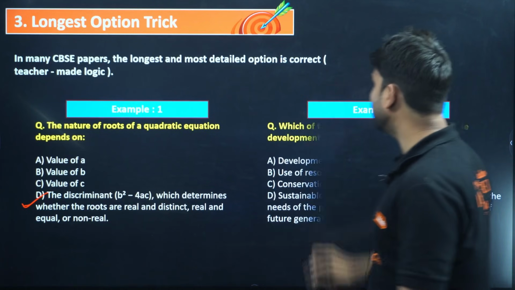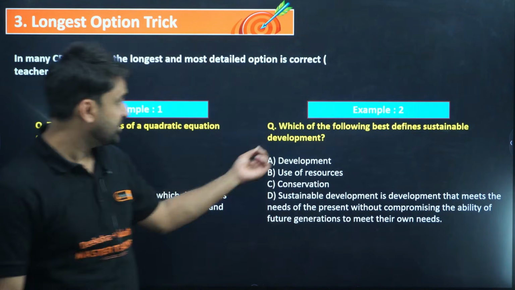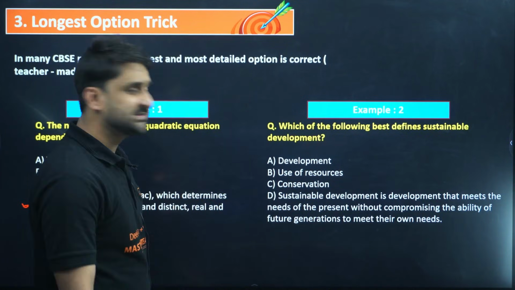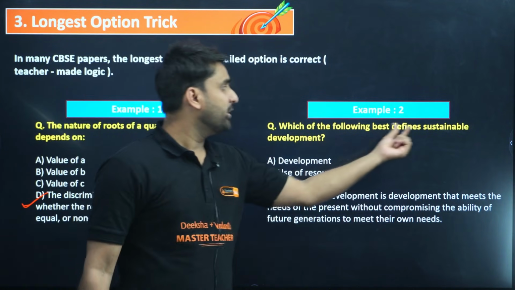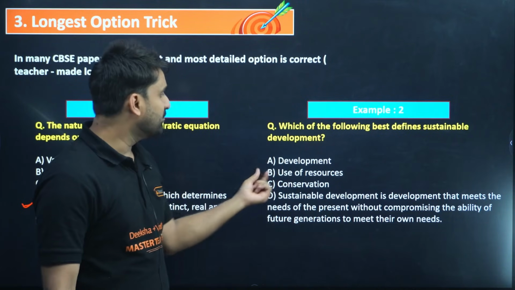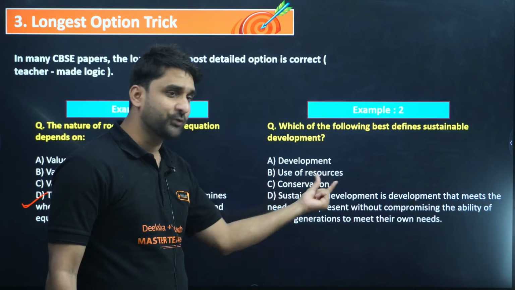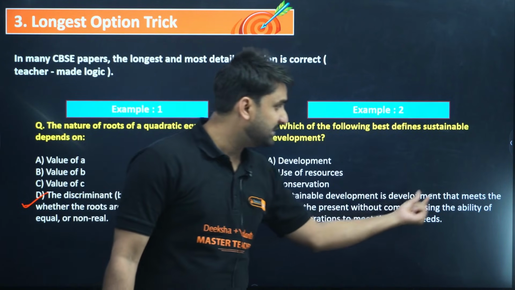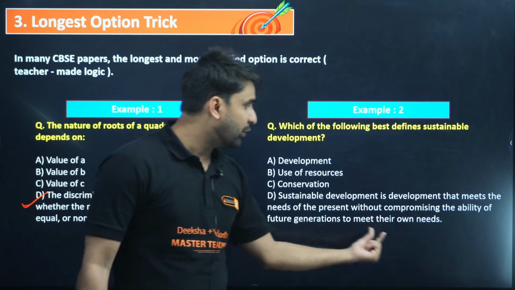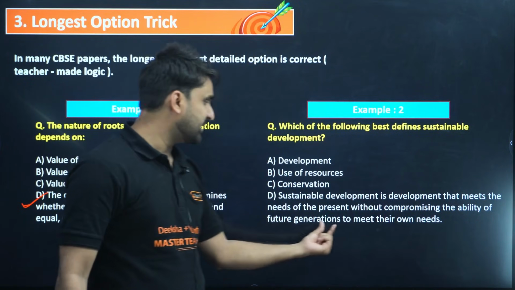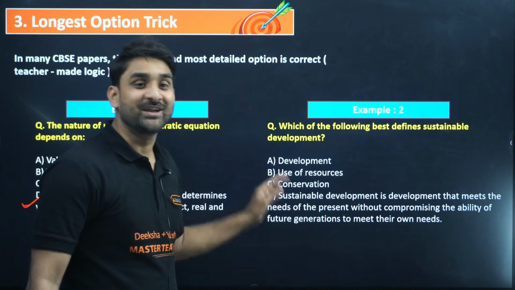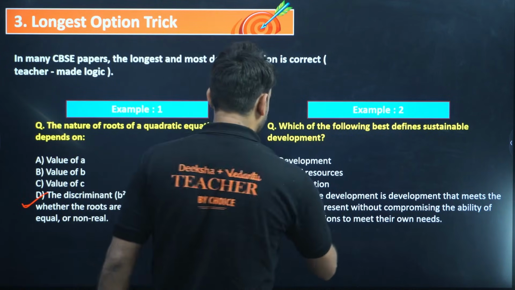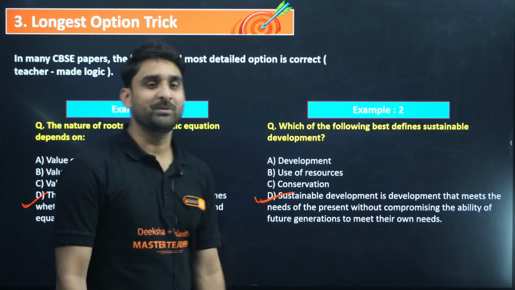Now, the second example of this trick. Look at the question: which of the following best defines sustainable development? This question is from your social studies. Option A is development, option B is use of resources, option C is conservation, and option D is sustainable development is development that meets the needs of the present without compromising the ability of future generations to meet their own needs. You can observe in the 4 options which option is the longest one. There is a huge chance this option would be the correct one.